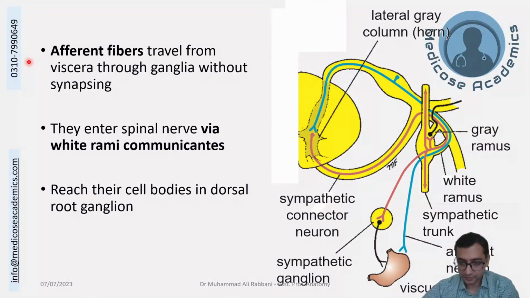Talking about the sensory fibers from the viscera: the information from the gut, the information from the heart, travels back along the sympathetic nerves that were supplying them. When it comes back with the sympathetic nerves, it follows the same route. It reaches the sympathetic chain, and from the sympathetic chain it goes to the spinal nerve via the white ramus communicans.